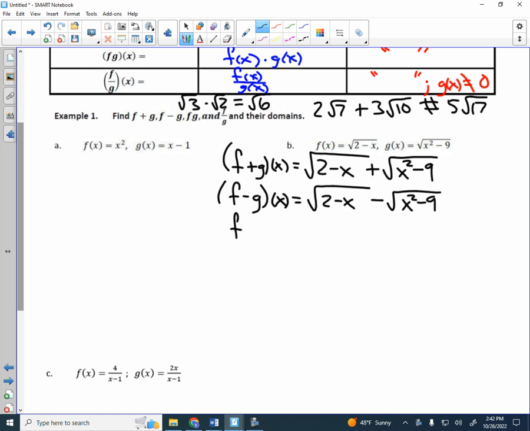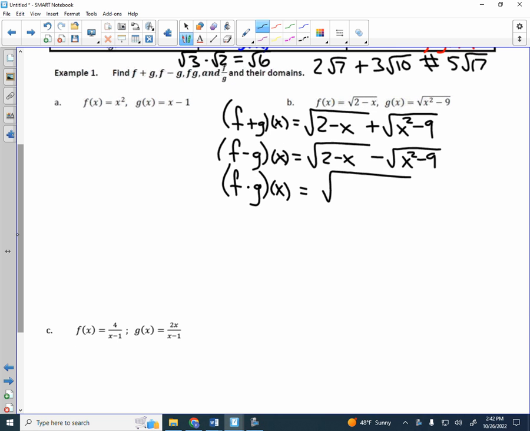So if we have f times g of x, the fact is that we can multiply these two together. So let's multiply them, okay? So I got 2 times x squared, I'll have 2x squared. What after that? Yep, so I'll get a minus 18 minus x cubed plus 9x.